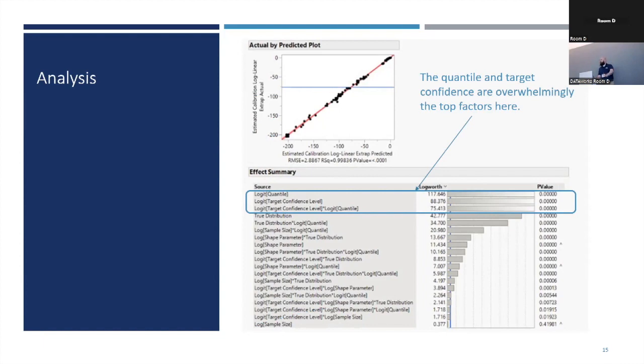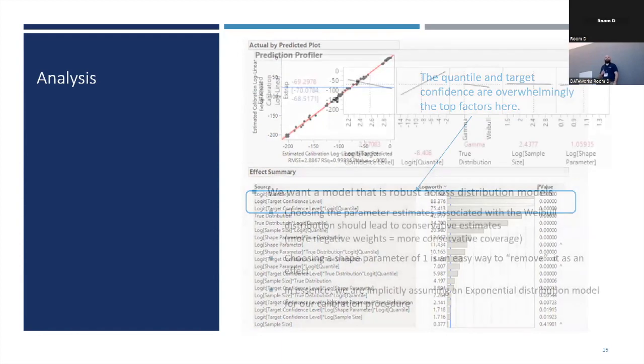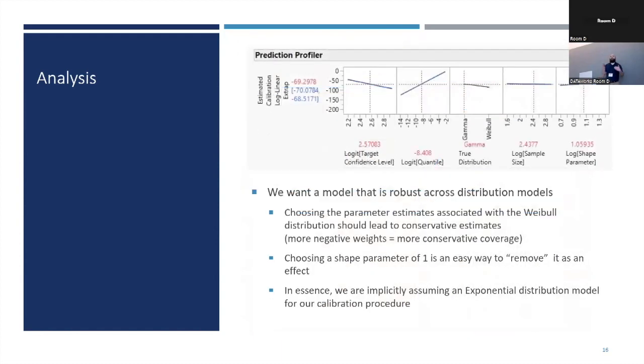But this isn't our final model because there are things in here that we obviously don't know going in. Specifically, we want a model that's robust across distribution models. So we need to get rid of some things, but we need to do it in a systematic manner. Based on this profiler plot of the effects, we notice that the Weibull is slightly more conservative than the gamma. Okay, so maybe we can use the parameter estimates for that model in our final model. That's a way to get rid of the distribution effect.